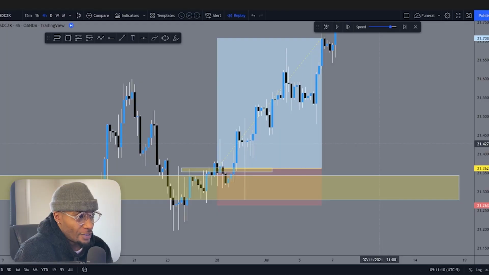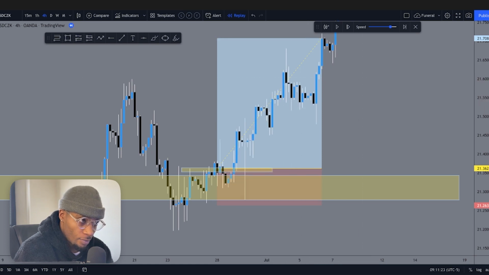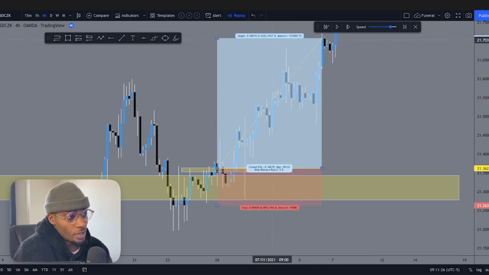Trade breakdown on USD CZK for a nice 345 pips. Yes, I know it says 3,457, but depending on the broker and the amount of digits to the right will depend on how this number looks. We're going to say that this is 345 pips because that's what it ended up being.